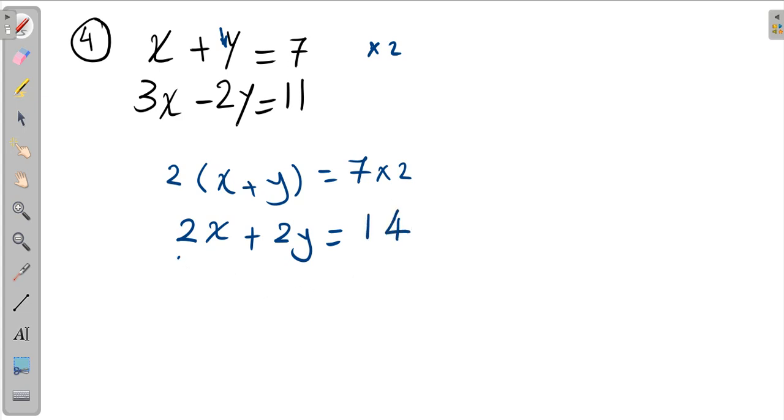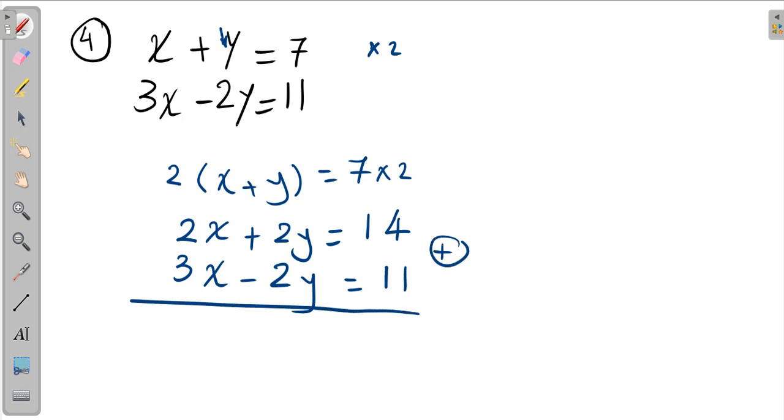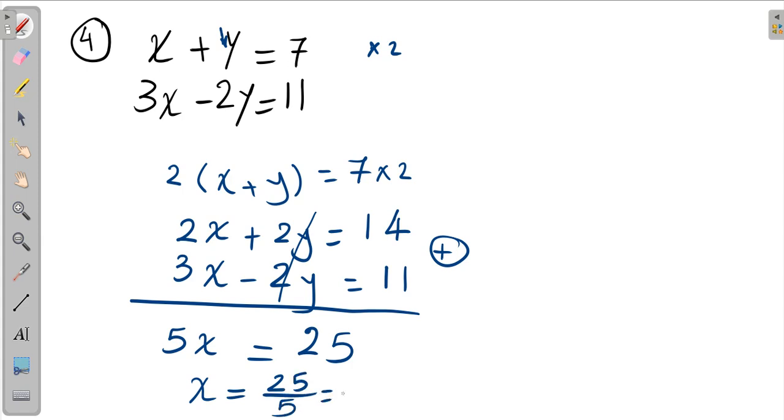Write down the second equation. 3x minus 2y equal 11. Add. 2 dogs and 3 dogs, 5 dogs. Plus 2y and minus 2y: you gain 2y and you lose 2y. You have 0. 14 plus 11 equal 25. Then x equal 25 divided by 5 equal 5.